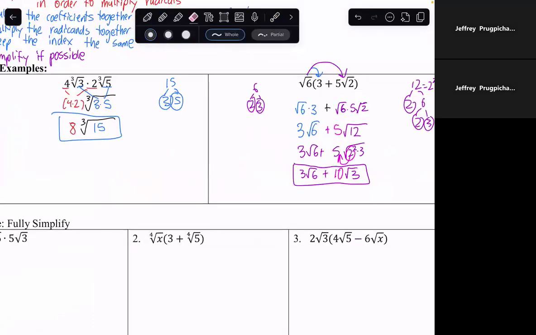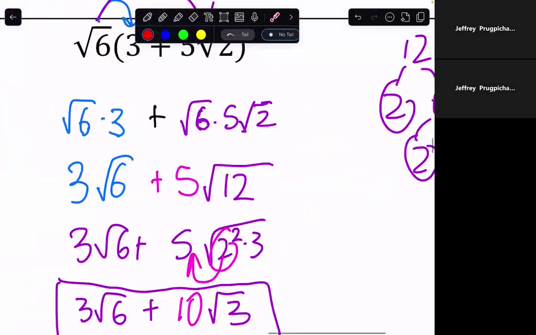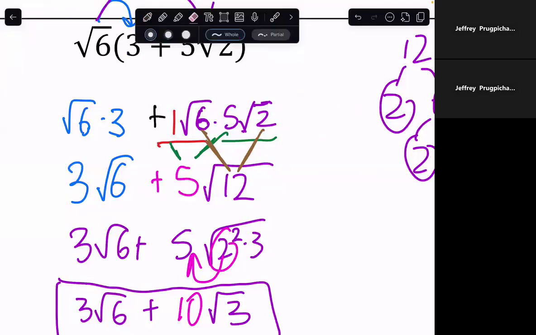You have a question? I was just wondering about the radical 6 times 5 radical 2, how they're stacked in the bottom. So the first term is technically an invisible 1 radical 6, and it's multiplying the other term, which is 5 radical 2. So the invisible 1 times the 5 is where the 5 comes from. And then the inside 6 times the inside 2 is where the 12 comes from. Yeah, okay, good.